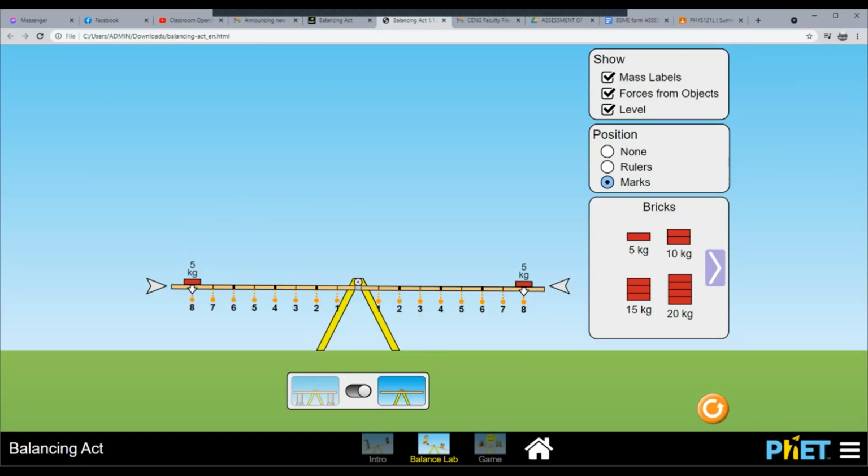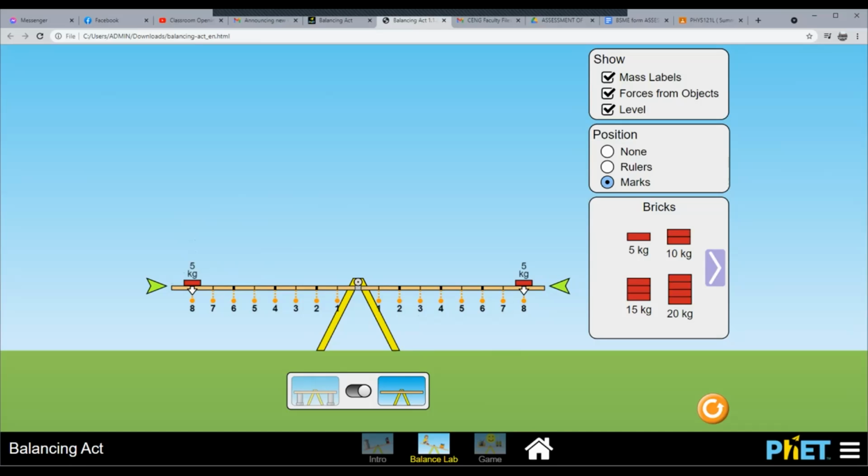So we may be able to balance this out. So you would notice that we have a balanced condition here. You would notice that this one is in a green light. So this one is also in a green light. So that means we have a balanced condition here.